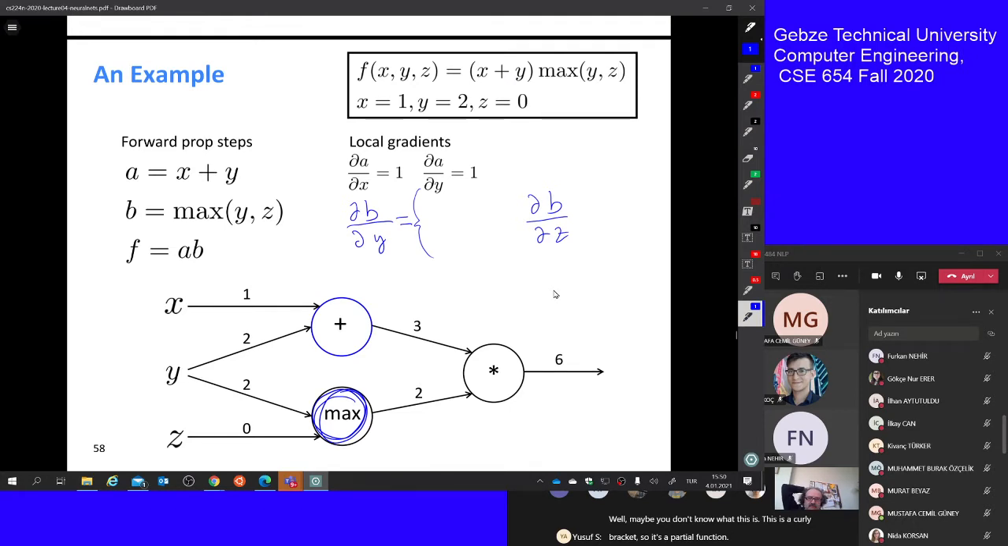Can we just do derivative of y if y is bigger than c, and otherwise? Yeah. So there, it's not derivative of y. What is derivative of y? It is 1. Derivative of y with respect to y is 1, right? If it is 1, if y is greater than z, right? What happens if y is not greater than z? Then 0, right?